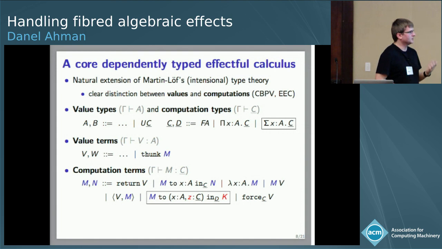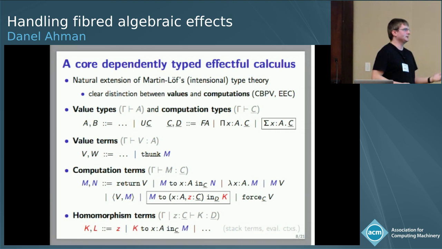And because the sigma type will get eliminated into a pair of value and computation, you need to make the notion of evaluation context or stack terms, or what we call homomorphism terms in this calculus, explicit, because you need a certain subclass of computation terms that are guaranteed to behave well and not discard the computation variable or duplicate it arbitrarily. So that's the calculus that was in the Fossacs 16 paper.